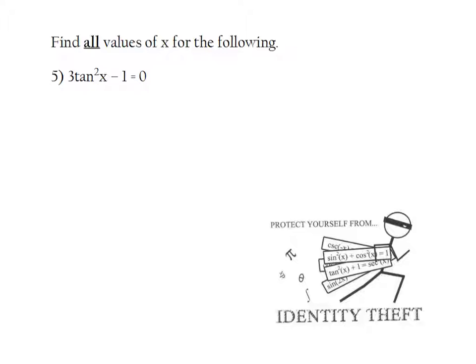Here's our last example. This one already is equal to 0. But since I only have one term, one trig term, it's not really one of the ones I'm probably going to want equal to 0. I want to isolate this term. Let's add the 1 to the other side. And then let's divide by the 3.